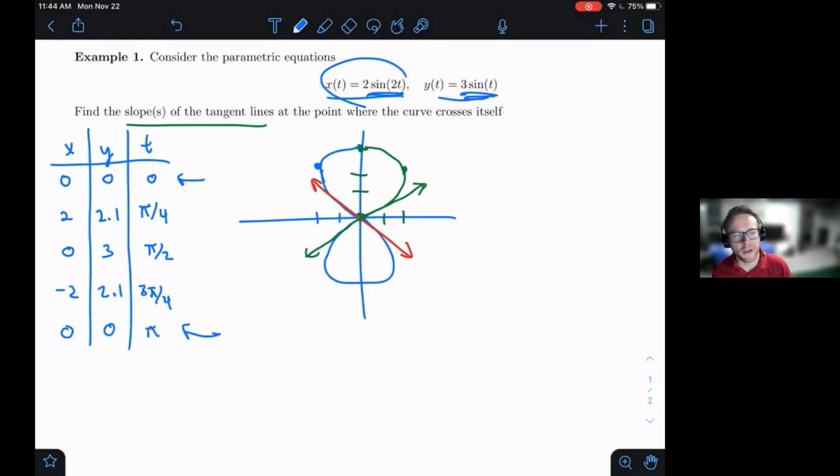And so now we want to figure out the slopes of the tangent lines. And this is a little bit more standard, right? This initial bit of trying to figure out where it crosses itself, that was maybe a bit more difficult to figure out what we needed to do there.